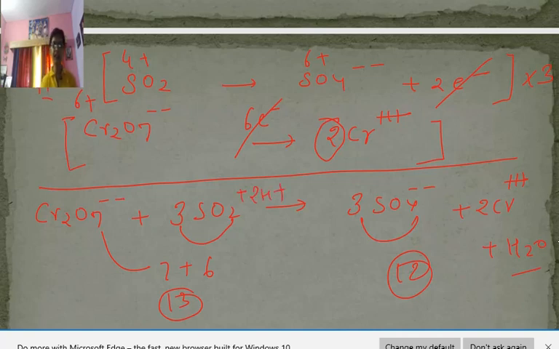And that is another example of redox reactions where chromium hexavalent is reduced to trivalent and sulfur is oxidized from tetravalent to hexavalent. The total reaction here: Cr2O7 divalent plus 3SO2 plus 2 hydrogen ions. The products are 3 sulfate ions, 2 chromium trivalent plus water molecules.